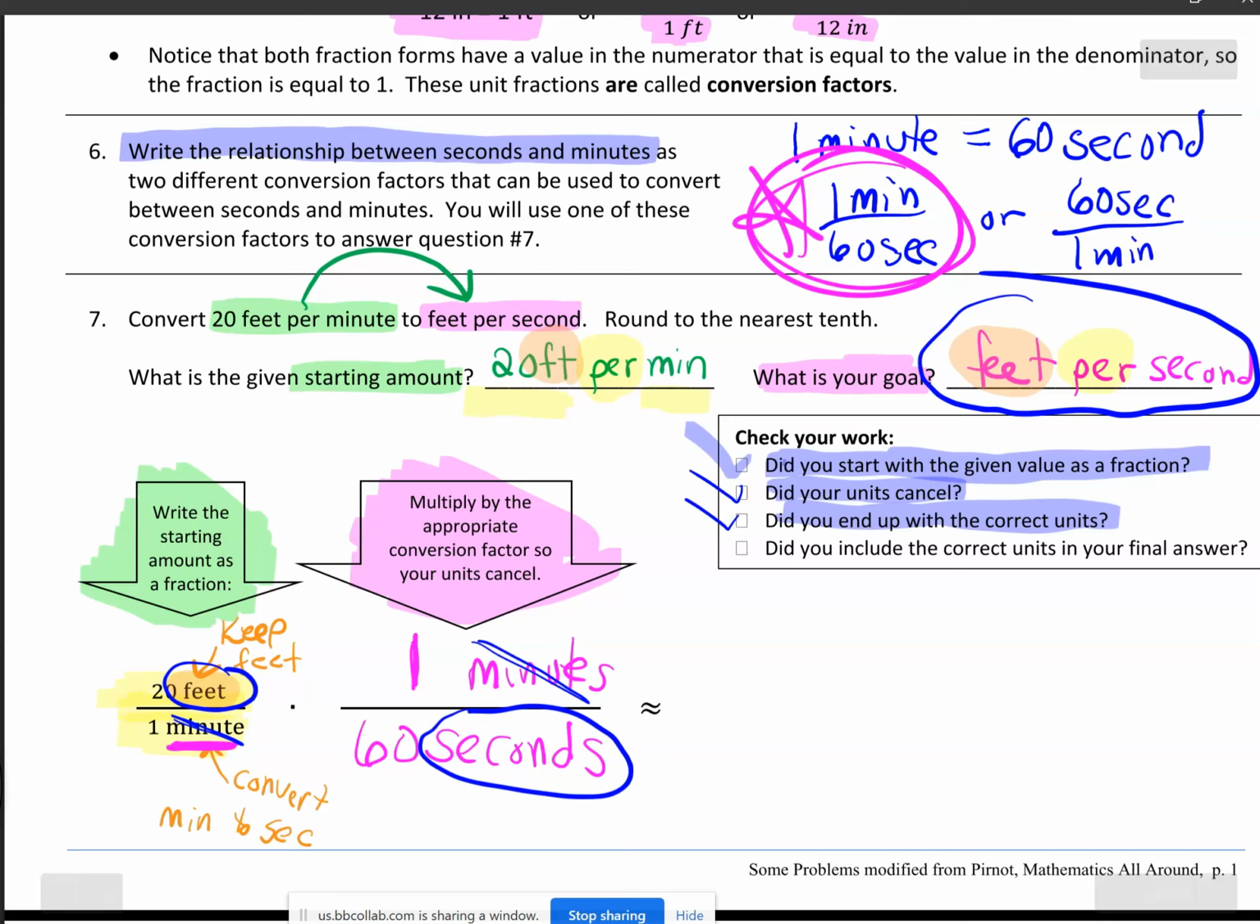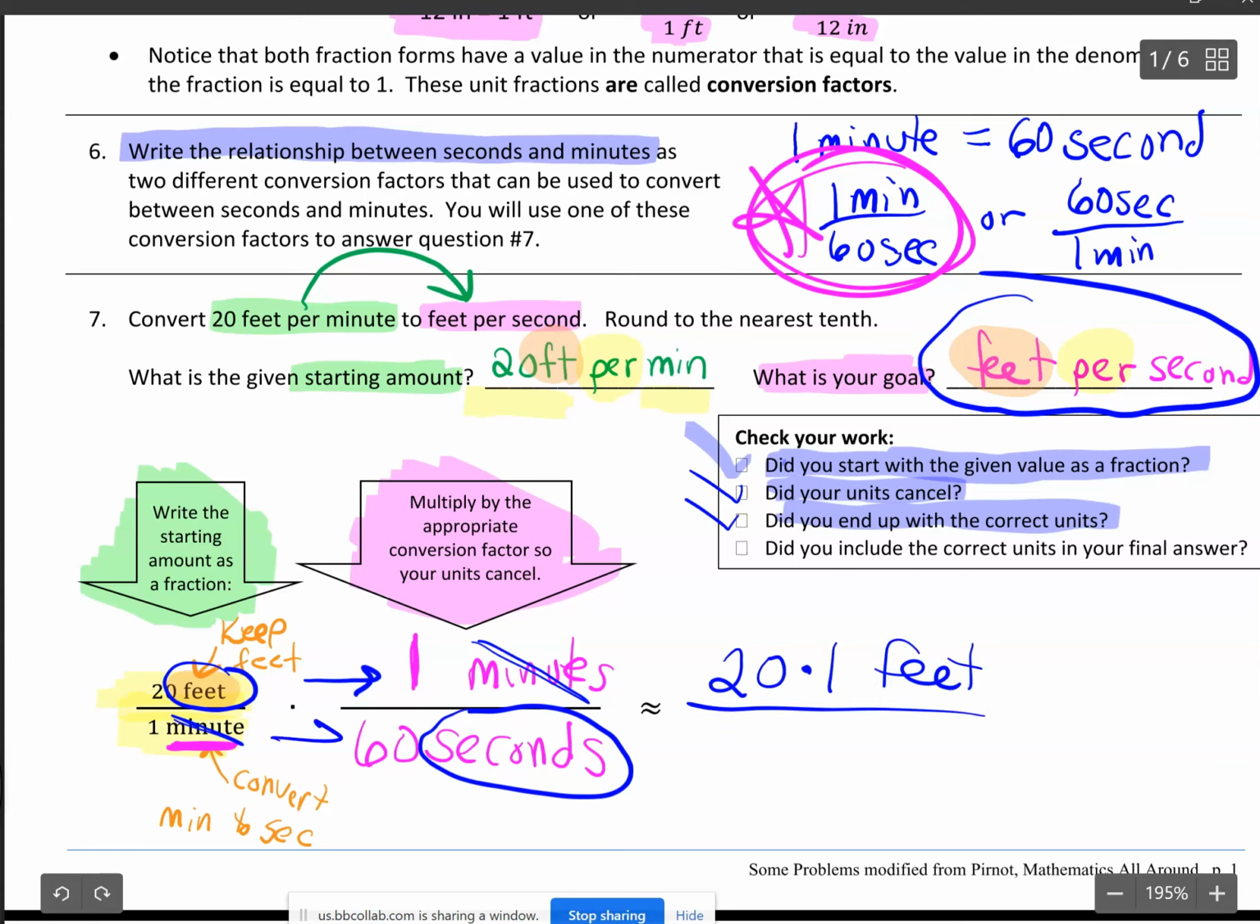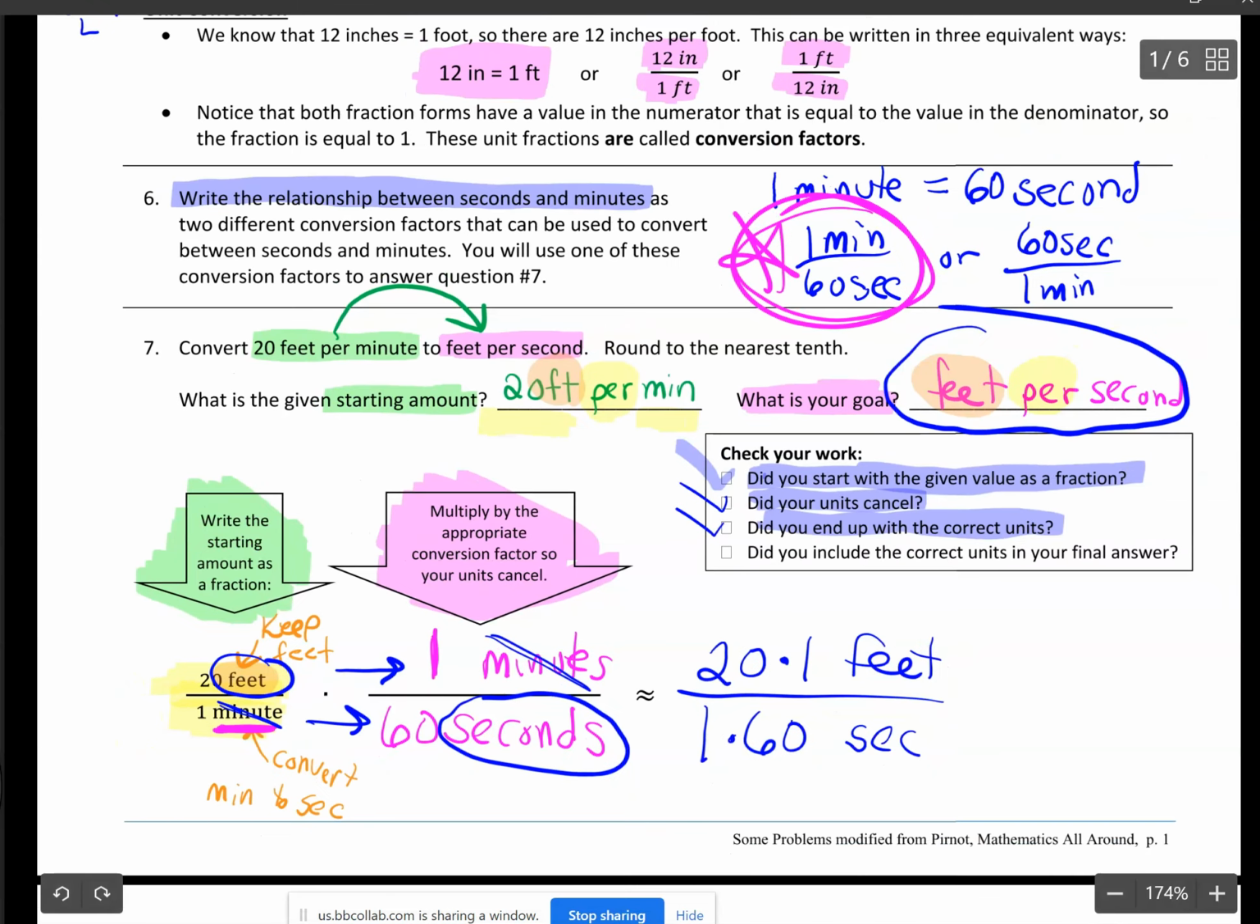Okay, so now let's do our calculation. Let's go straight across. I'm going to do 20 times 1, and then I have feet left. And then on the bottom, I'm going to do 1 times 60, and I have seconds left down there. Okay, so let's clean that up. That's going to be, so just multiply that, right? So 20 times 1 is just 20. So I have 20 feet on the top.